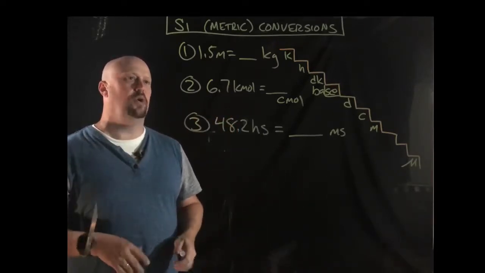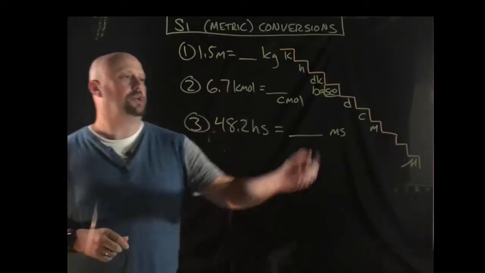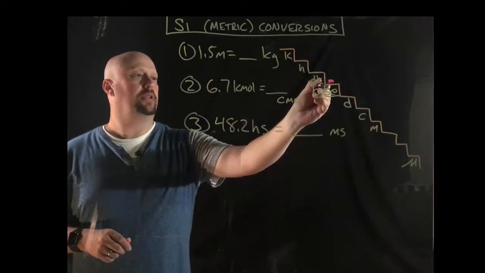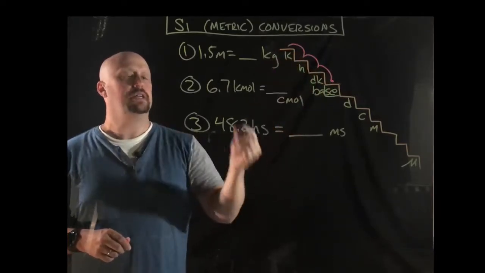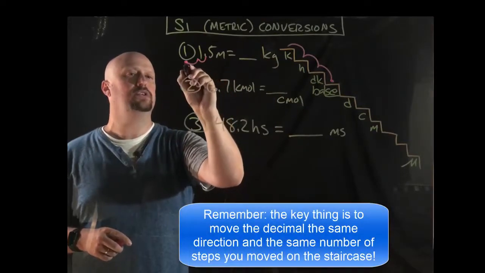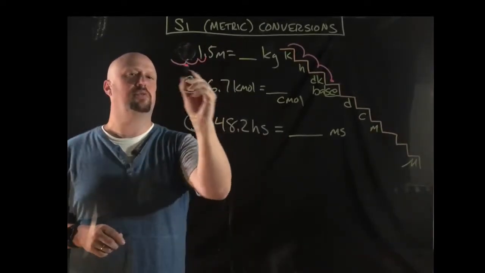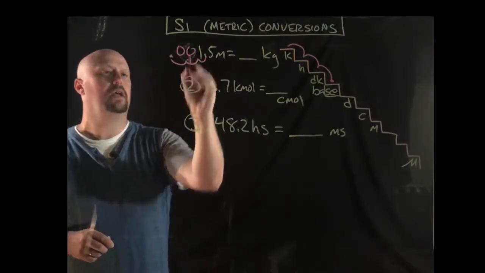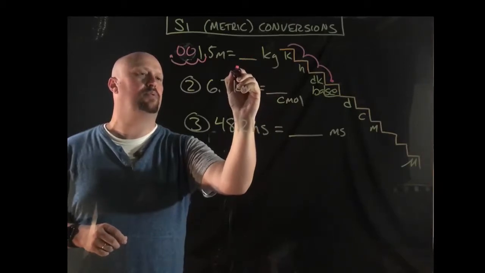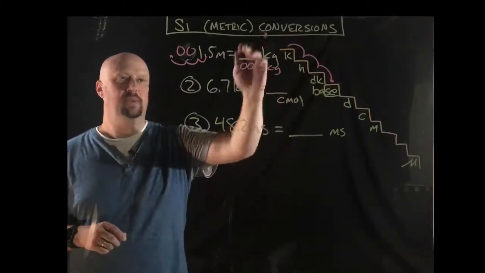So let's get started. We've got number 1, 1.5 meters, and we're going to kilograms. So I'm at the base, meters is the base, right? And I want to go to kilograms, 1, 2, 3. So 3 decimal places to the left. Let me just get rid of that number to make sure no one gets confused. Okay, so we move 3 places. My new decimal point is here, and that's 0.0015. And so my answer then is 0.0015 kilograms.